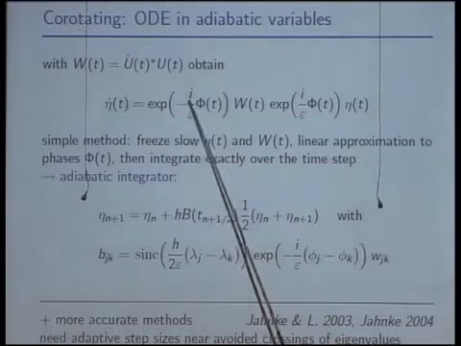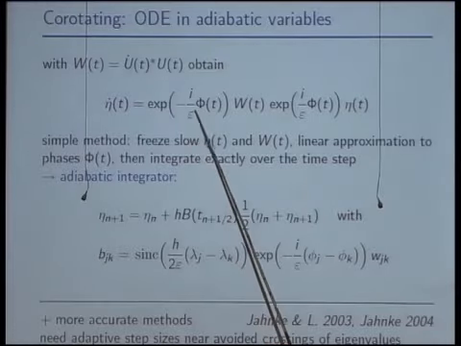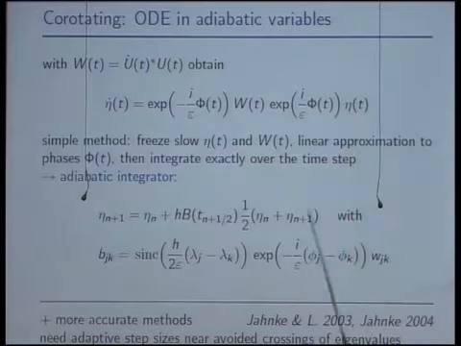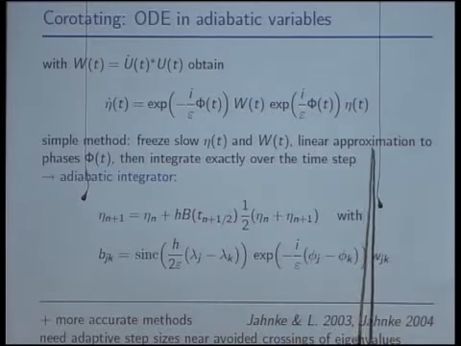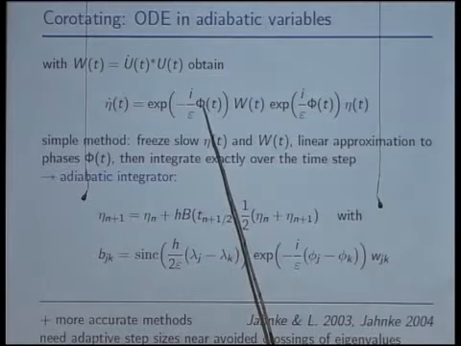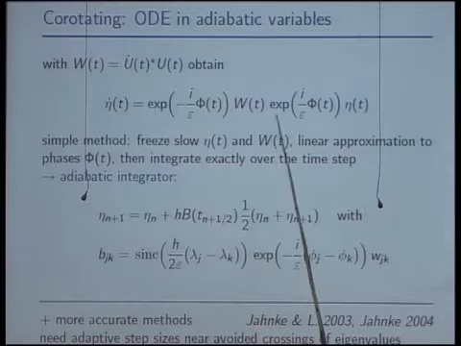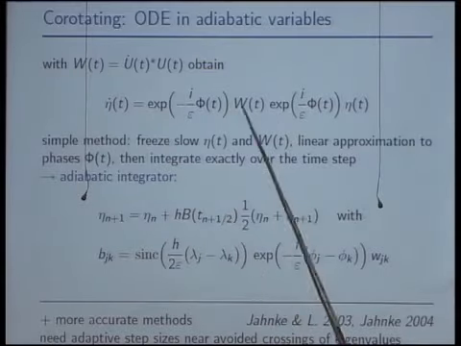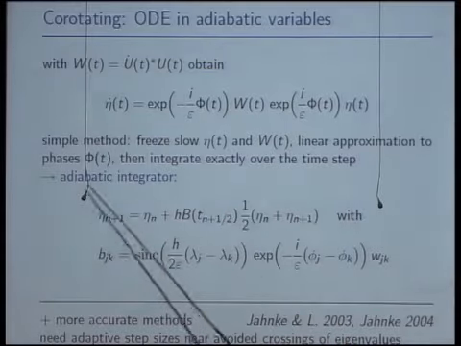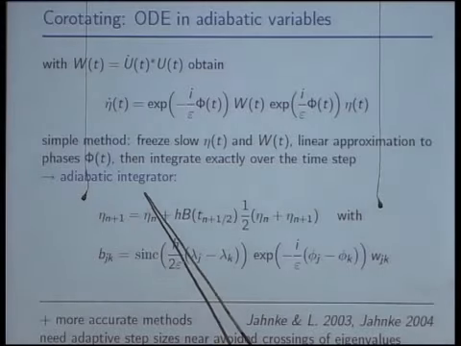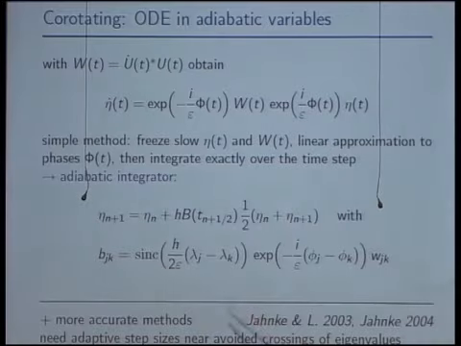And then there are, of course, these rapidly rotating phases given to the left and the right. So a simple method is obtained by just freezing eta and W over a time step to make a linear approximation to the phases, phi of t, over a time step. Then we obtain, well, using the variation of constants formula, something like that, we can then integrate exactly over the time step, and we get an integrator in these adiabatic variables, which takes the following form.